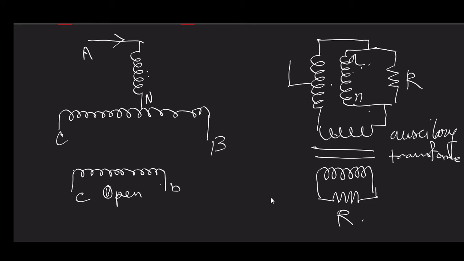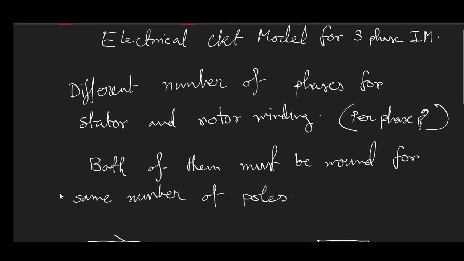The purpose of showing you all these things is to make you understand why this is necessary: both of them must be wound for the same number of poles. Same number of poles means, as in a transformer, whether you are doing 3 phase to 6 phase, 3 phase to 2 phase, or 3 phase to 12 phase, the primary and secondary should act on the same magnetic circuit.